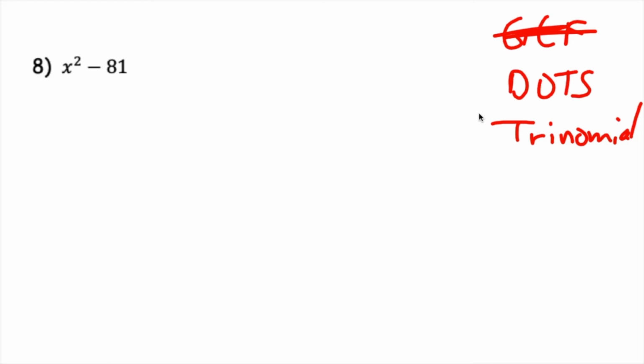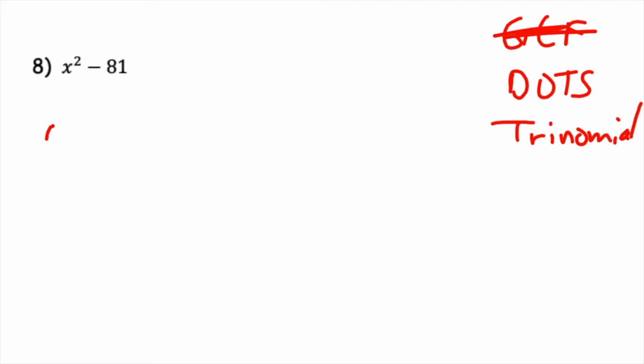Is this a difference of 2 squares? Well, it's a difference. There's a minus sign. There's 2 terms. Are they both perfect squares? Well, x squared is a perfect square. Is 81 a perfect square? Think about it. Can I write 81 as some number times itself? Yes, we can. That's 9 times 9.